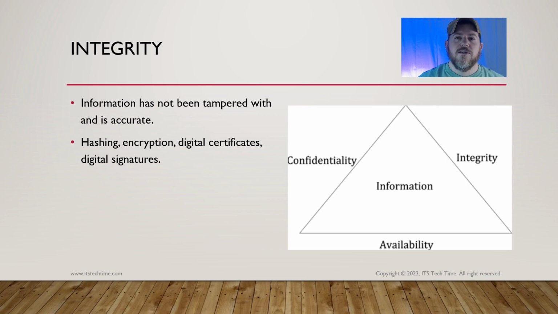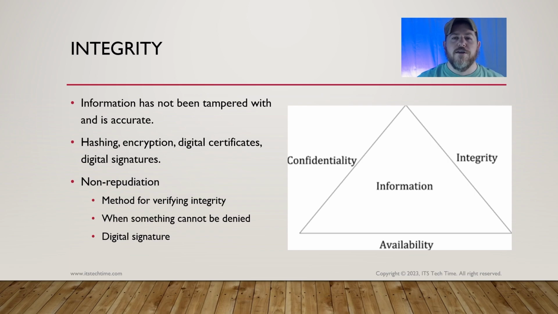Some ways you can do this is by using hashing or encrypting. You can use digital certificates. Some organizations' employees have to use digital signatures when using email. Integrity helps provide non-repudiation, which is a method for verifying the integrity. In other words, something cannot be denied. For example, if you use a digital signature on an email, when somebody gets an email and they see your signature on it, you can't say you didn't send it.